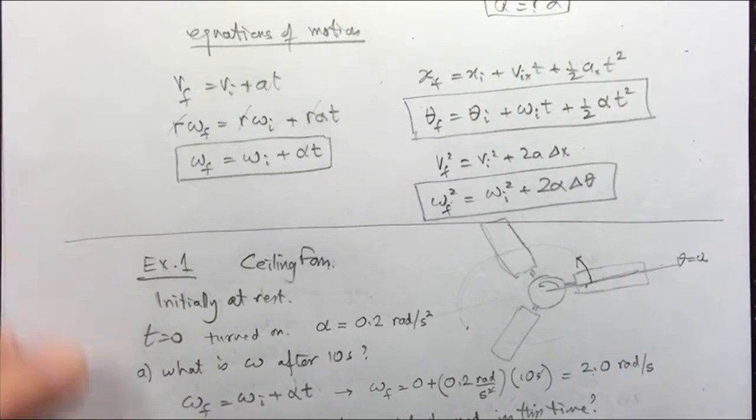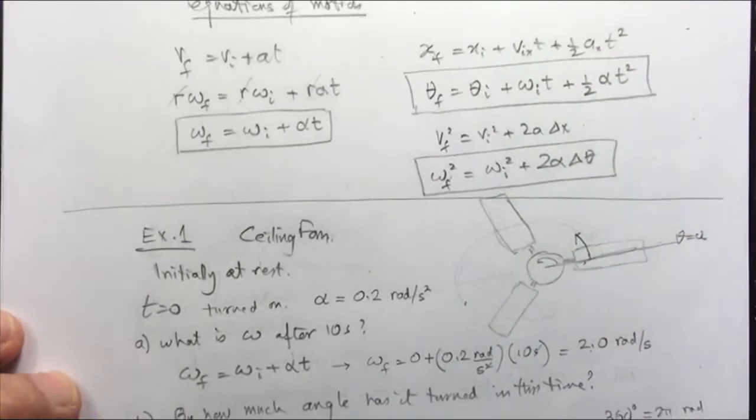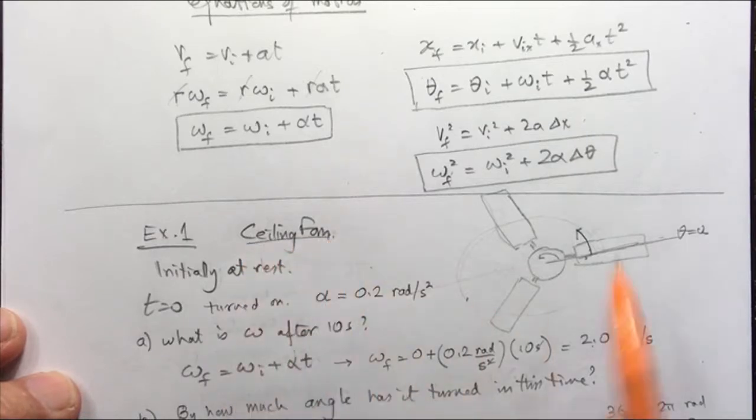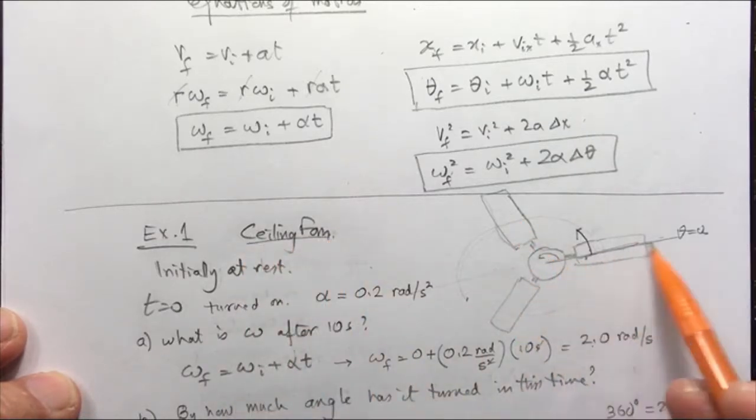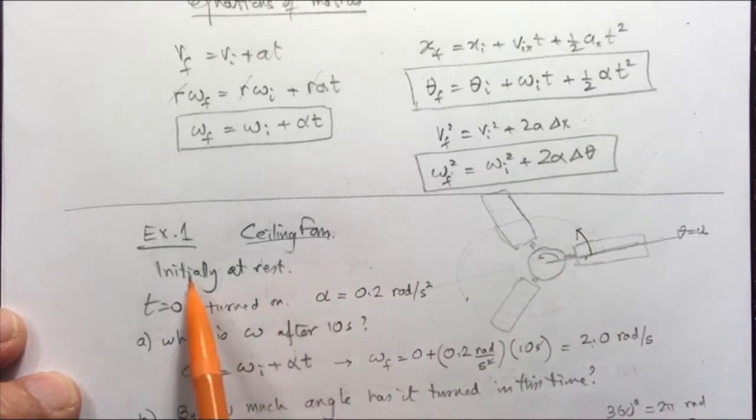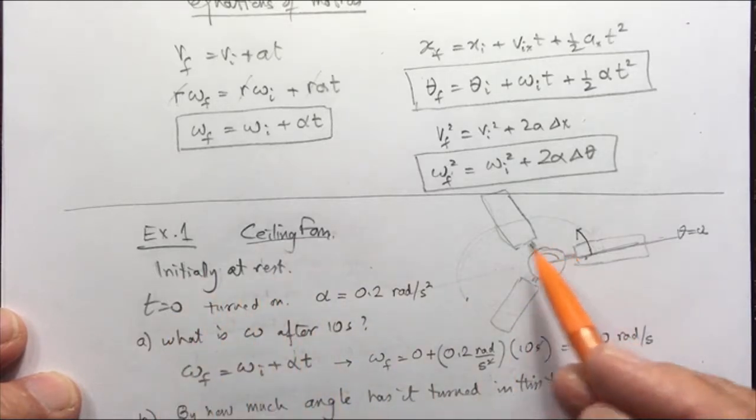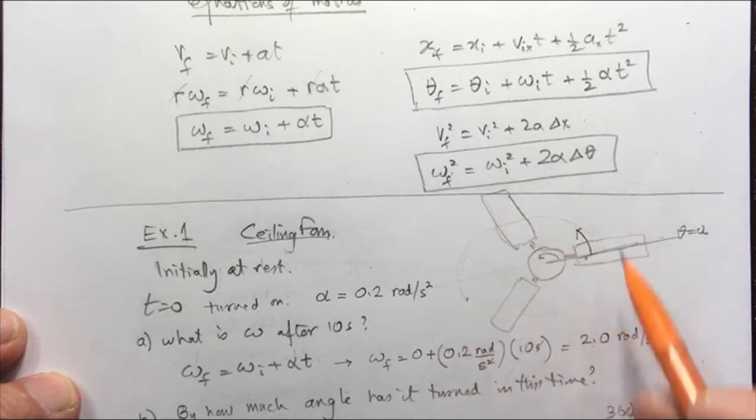Okay, so let's use this to solve a few examples. The first is an example of a ceiling fan. So we have a ceiling fan that's starting from this condition. It's initially at rest, and at t equals 0 it's turned on, and the electric motor starts giving it a torque, and it causes it to start turning.